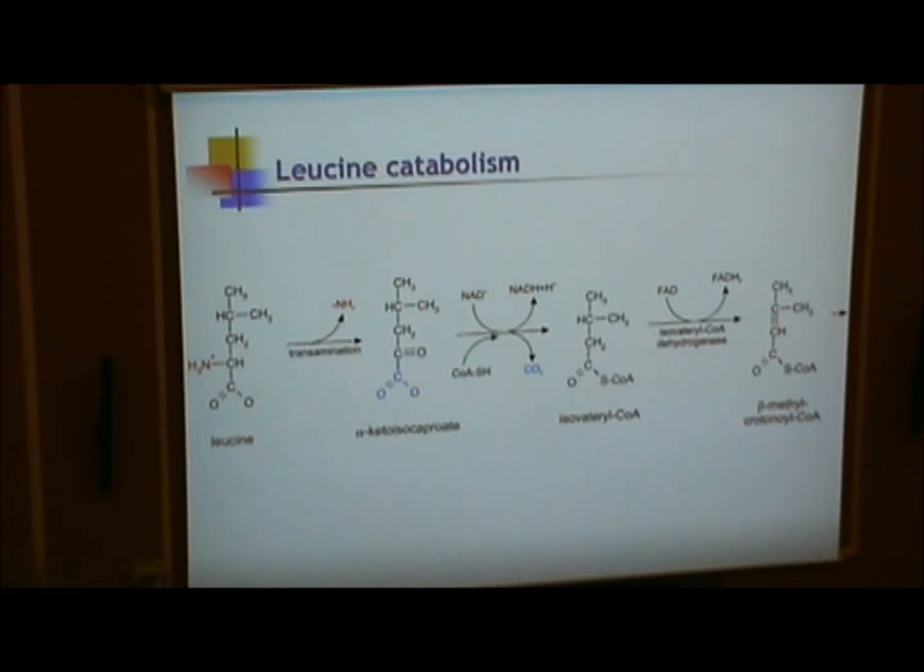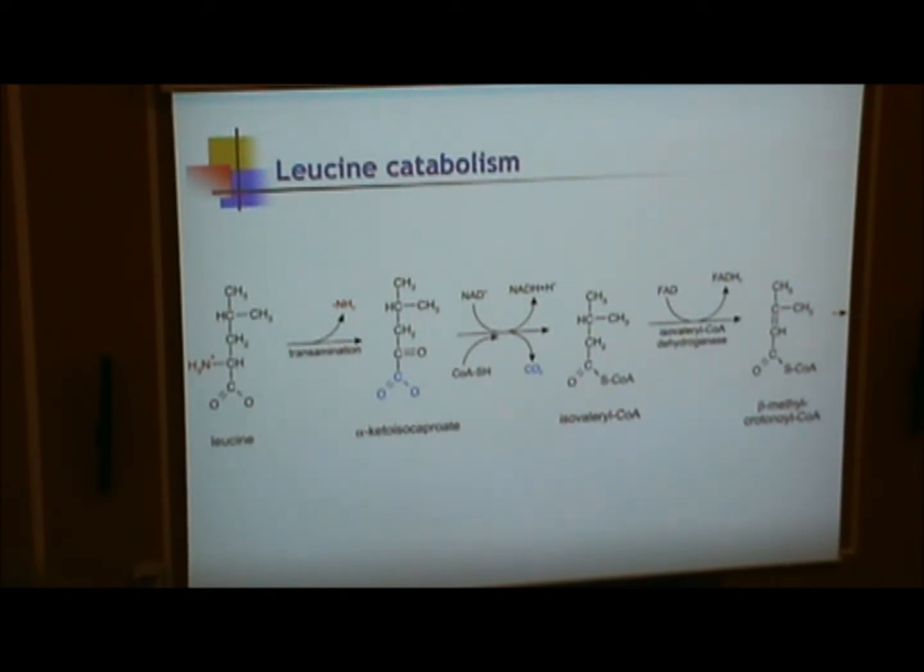The next group of amino acids are ketogenic amino acids. There are two ketogenic amino acids, leucine and lysine. Let's look at the beginning at the metabolism of leucine.